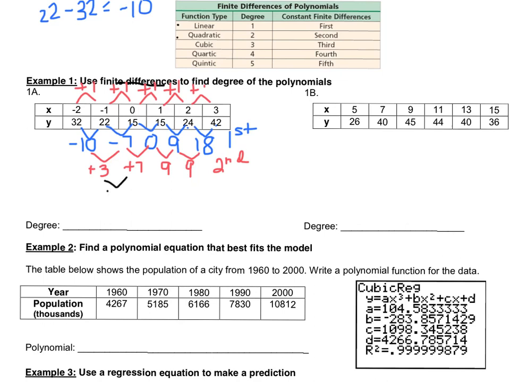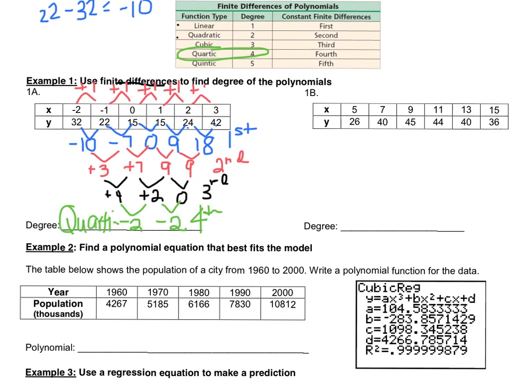Between 3 and 7, that's forward 4. Between 7 and 9, that's forward 2. And between 9 and 9, that's forward 0. That was the third time. We still didn't get the same number every time, so it's not cubic. So one last time. Between 4 and 2, that's down 2, and between 2 and 0, that's down 2. Since this was the fourth try, number 1 will be quartic, or fourth degree.